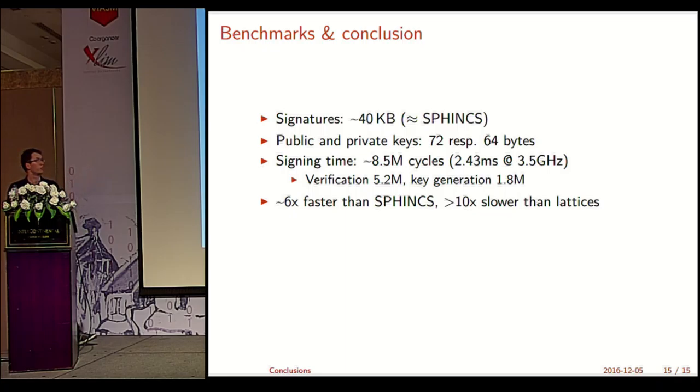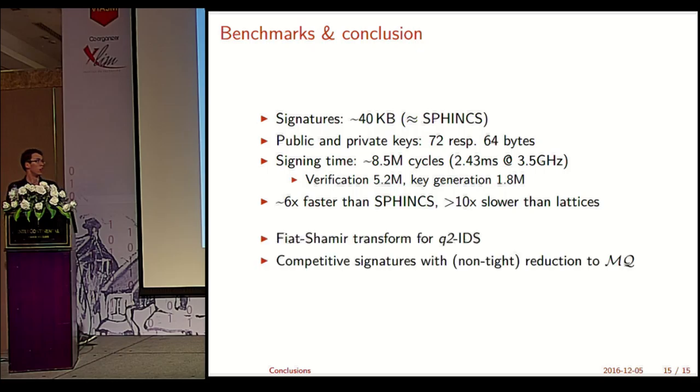Signing time is not comparable to lattice-based signatures, but definitely faster than what SPHINCS+ is getting. Verification and keygen are similarly reasonably okay. But more importantly, we now have a general Fiat-Shamir transform for IDSs of the form Q2. And we present a signature scheme that actually does competitive signatures with a reduction to just the MQ problem. That's it. Code is publicly available and public domain.